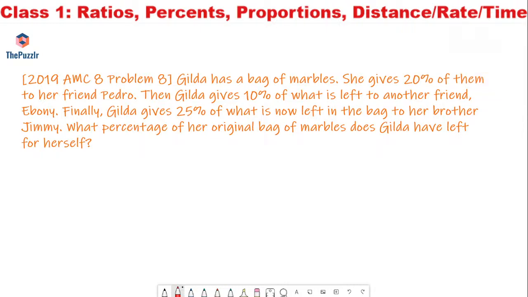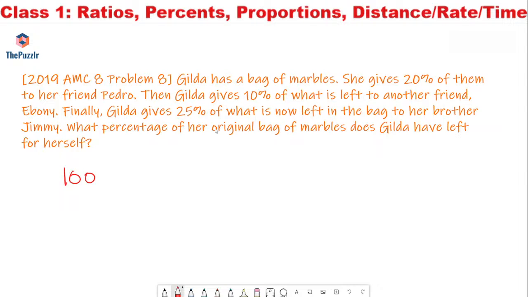Okay, so originally for this problem, I was planning on using some variable x, but I feel like it'd be good to show you guys what we would do by just assuming, right? Let's assume Gilda had 100 marbles. 100 is a nice number to work with, right? Because at the end, when we have to take ratios, what percentage of her original bag of marbles does Gilda have left for herself?